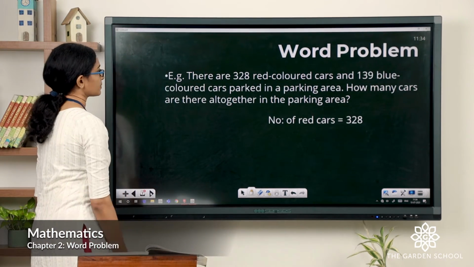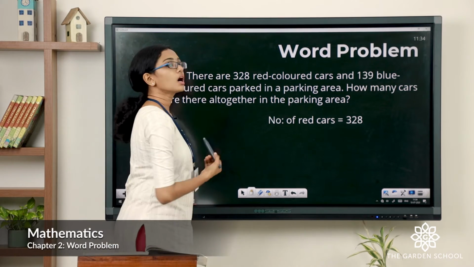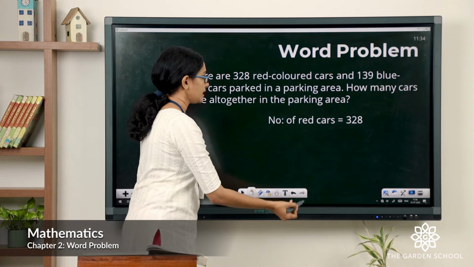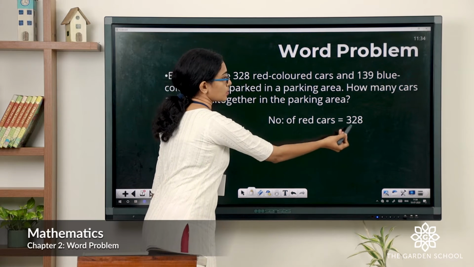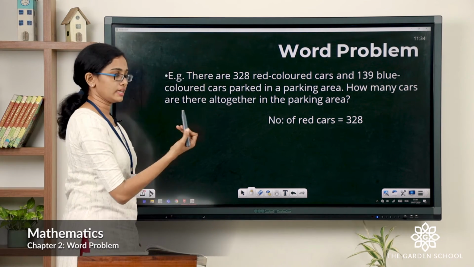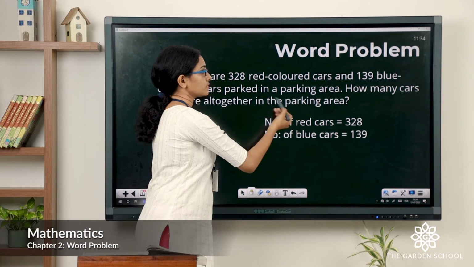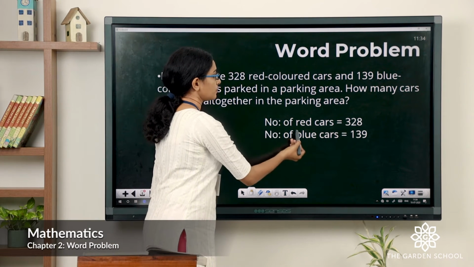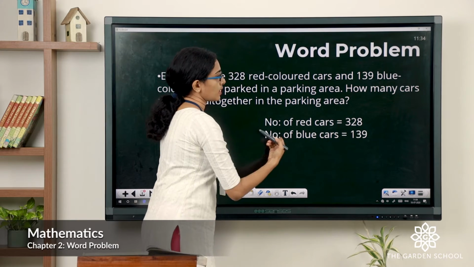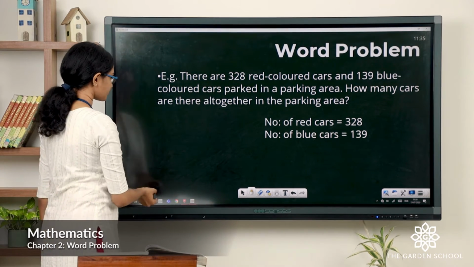So the first step is the number of red colored cars. So we can write number of red cars equal to 328. Now let's write the second step. We have the blue cars here. So number of blue cars equals 139.